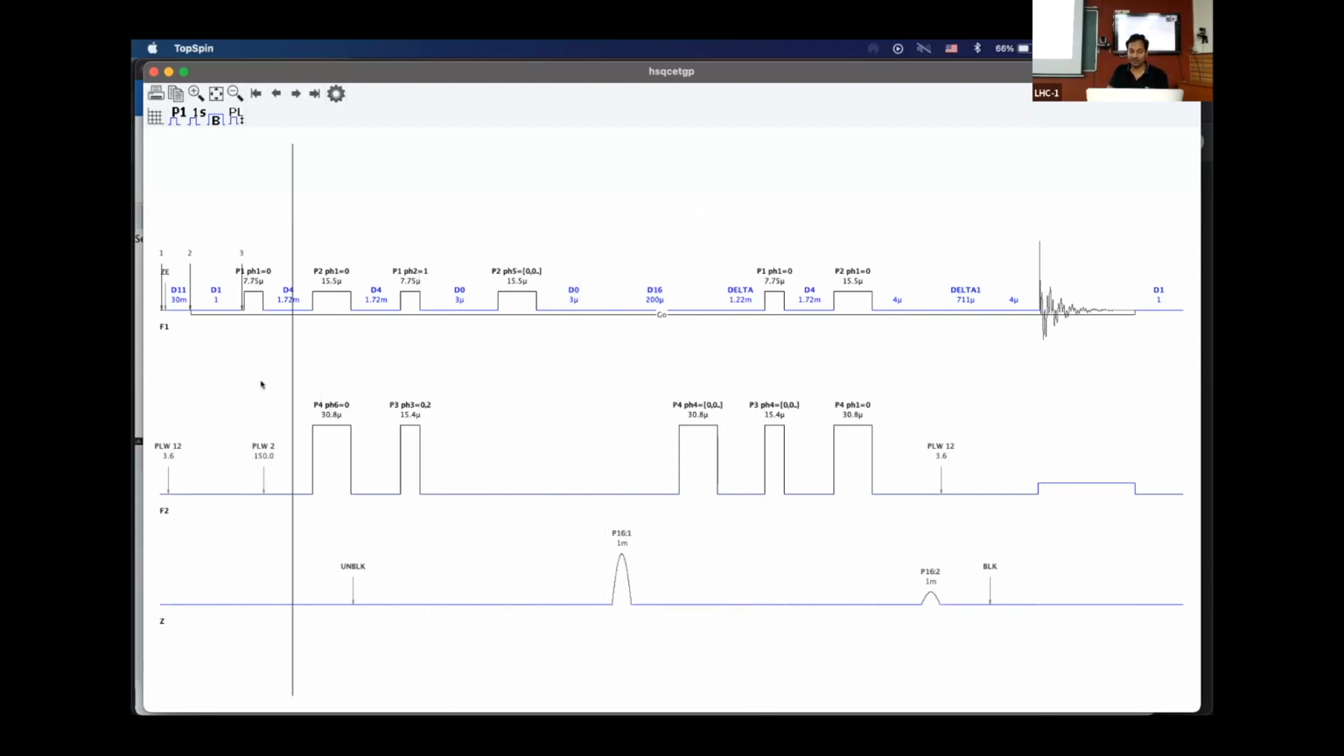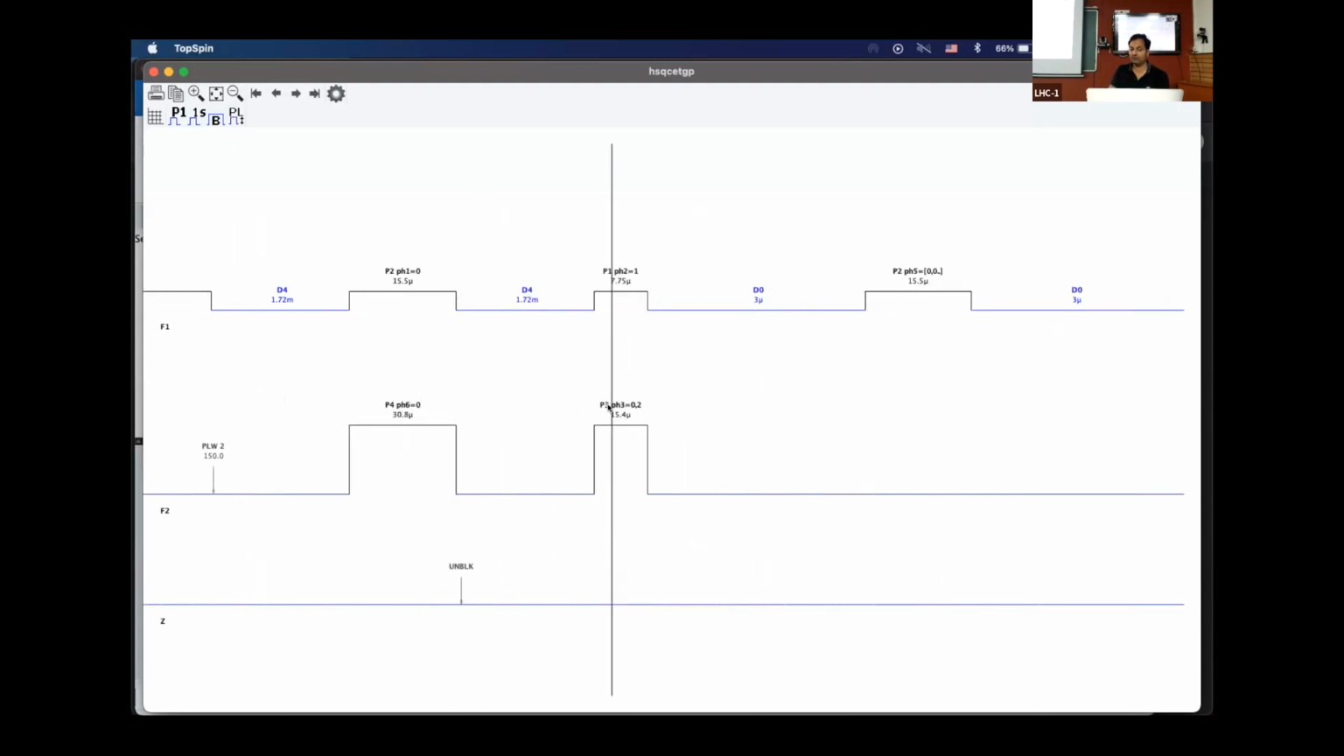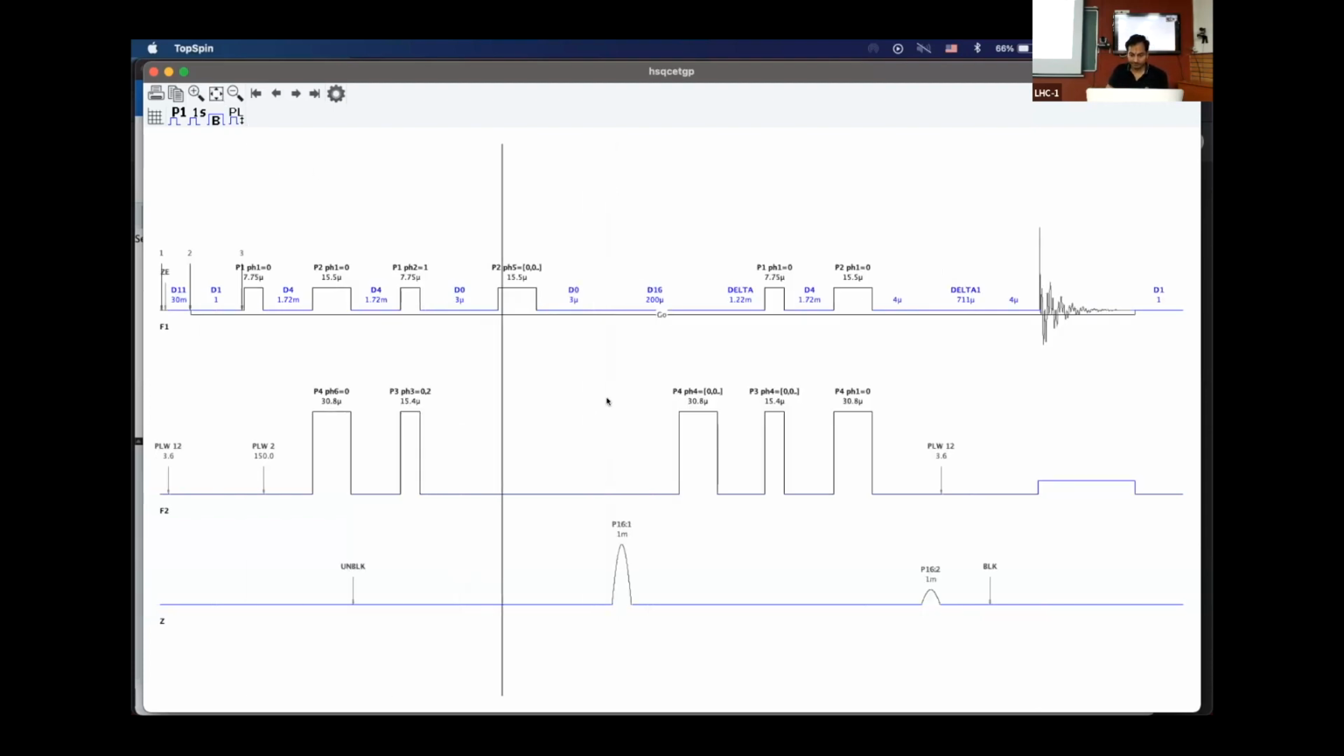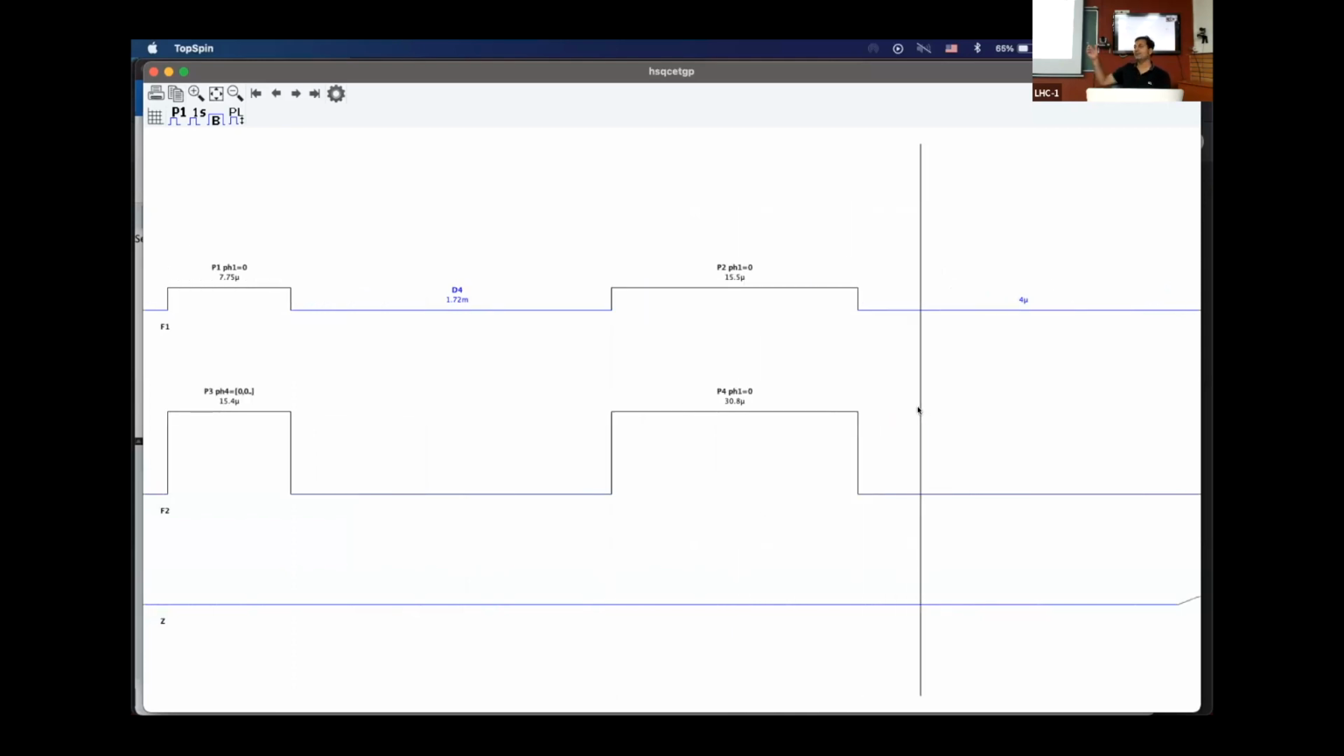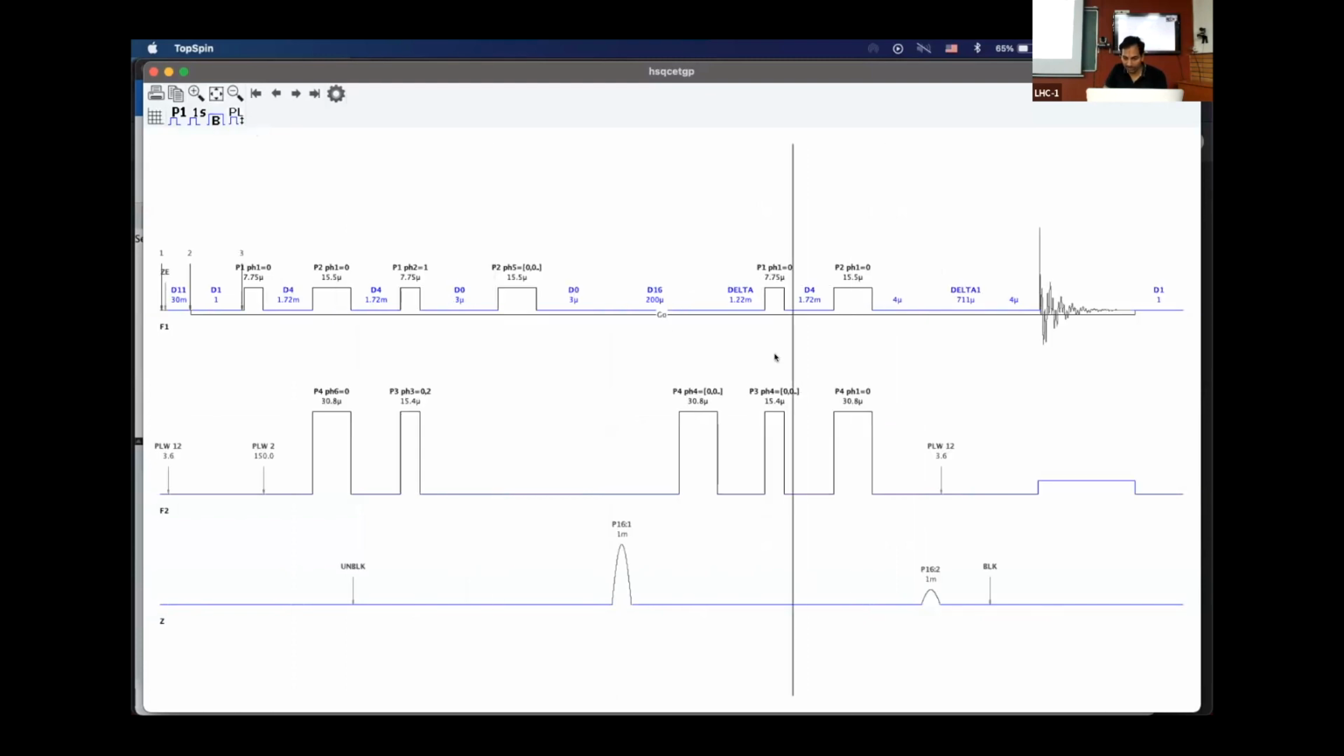But are you guys able to realize that from here to here, it's the INEPT that we just drew? You have the INEPT and you have the frequency labeling, the decoupling on the proton, right? And from here to here, once again, forget this thing, is the reverse INEPT. Simultaneous 90, you have the tau delay, exactly the same tau delay that was said, simultaneous 180, and then the tau delay does come up here.